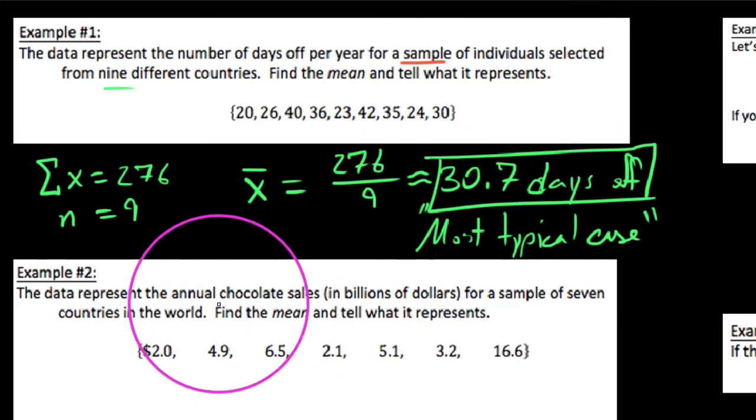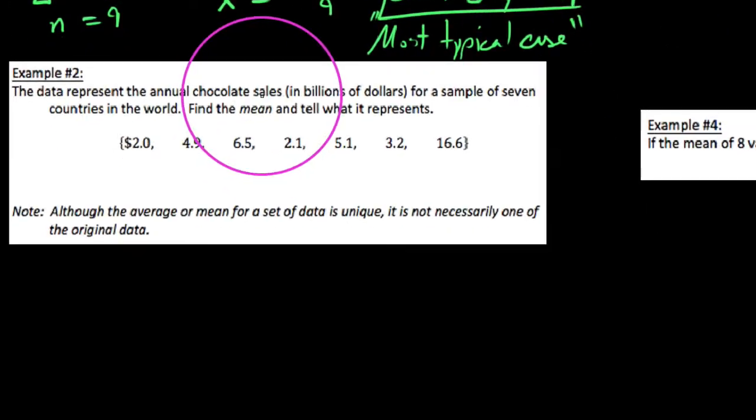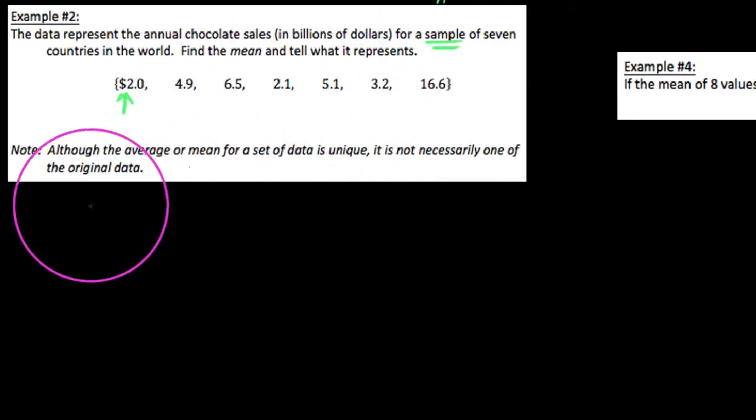Okay, so let's try this again. We have a different data set down here where the data represents annual, say, chocolate sales in billions of dollars for a sample of 7 countries in the world. So again, we're working with a sample. Find the mean and tell what it represents. Well, this data set's a little bit different. I wanted to use this on purpose. One reason why is because they've listed the data in dollars, but only done it once. We're also listing the data here as going out to the tenths. So when we round this, we'll go 1 extra place value.